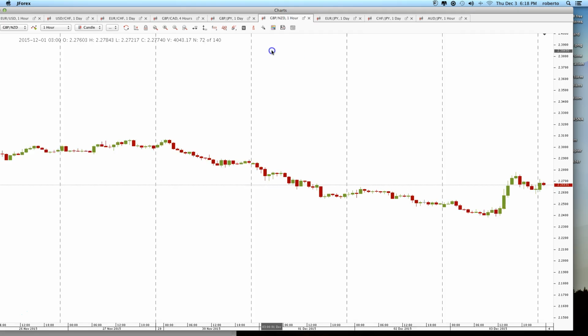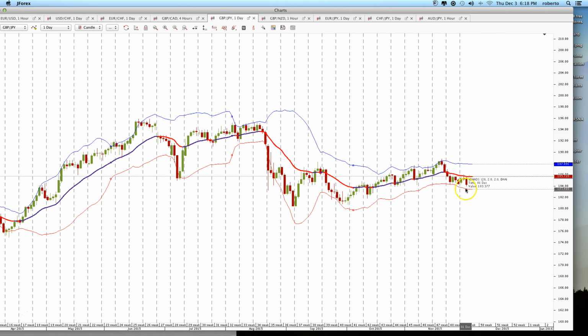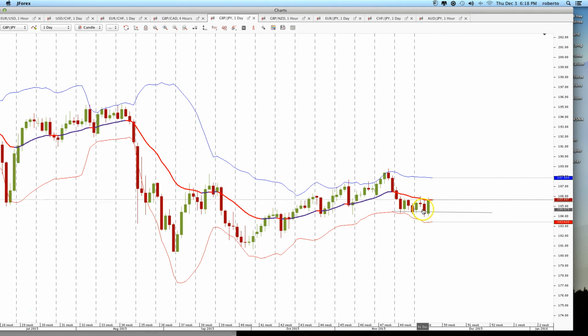Let me see if there was another. Let's look at pound yen. Pound yen is finding support at 184.36. It needs to close above this daily Bollinger Band central line before I take a trade, and the body needs to close above here. It is a bullish engulfing candle. Let me just make this a little bit bigger. There's 1, 2, 3, 4 candles that it's engulfing, so that is a definite strong support area.